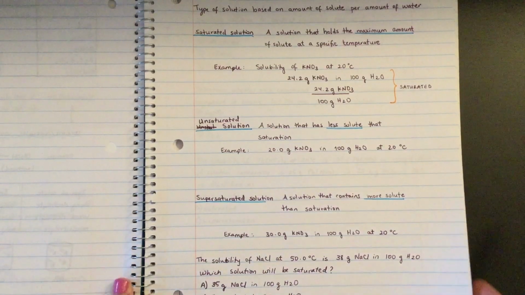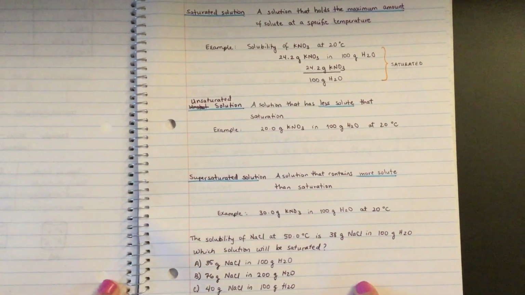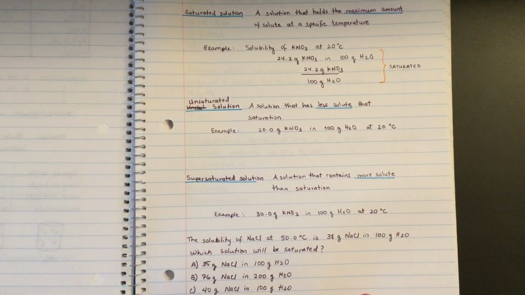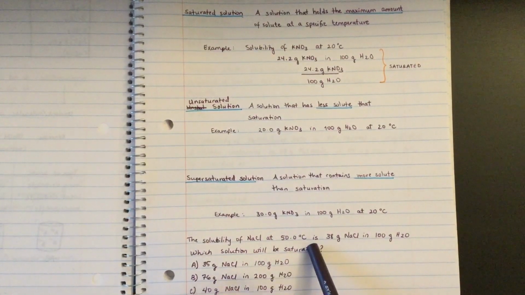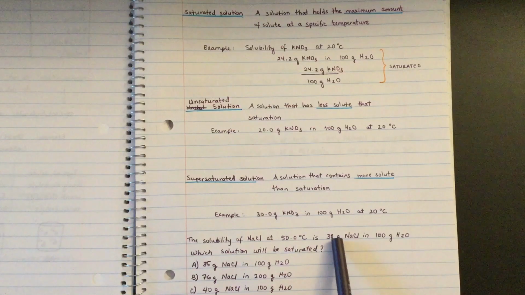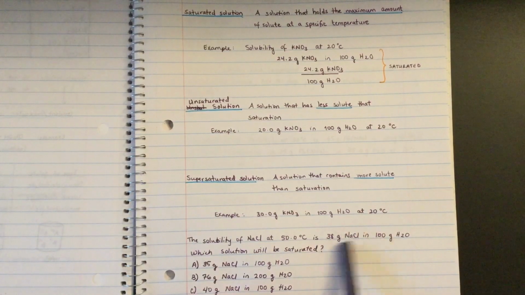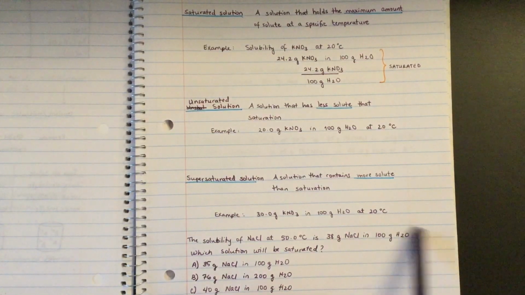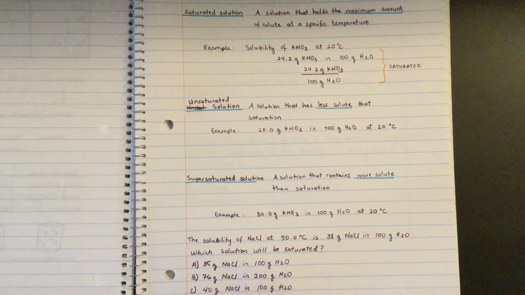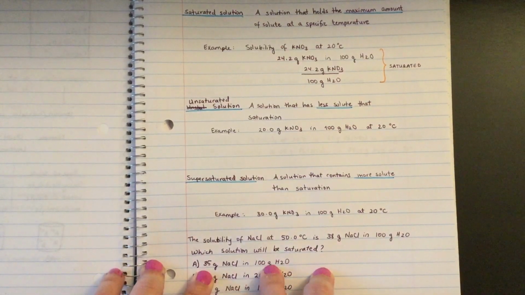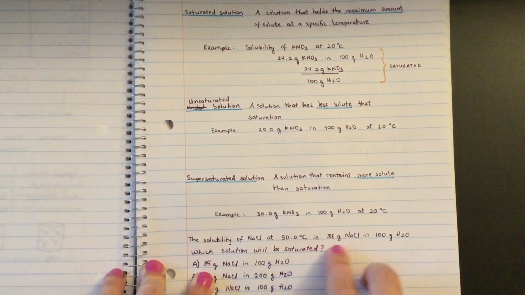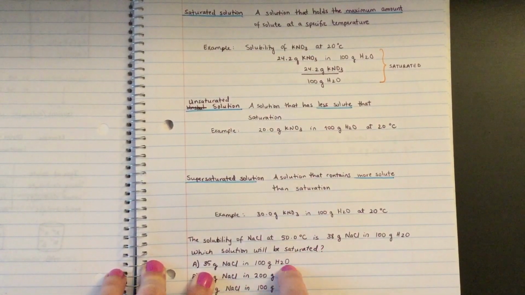And then I have here an example, and it's a very interesting example. I'm giving you solubility for sodium chloride at 50 Celsius degrees, and it's 38 grams in 100 grams of water. So 38 grams of sodium chloride in 100 grams of water will give you a saturated solution. That's the maximum amount of sodium chloride that you can dissolve in 100 grams of water at that specific temperature. If you check here, 35 in 100, 35 is smaller than 38. That will be an unsaturated solution.